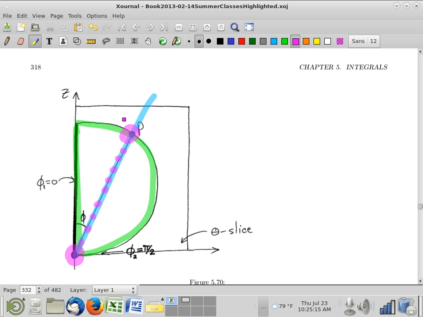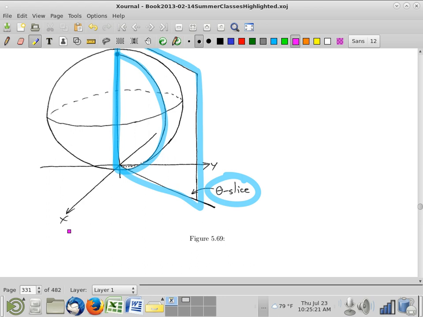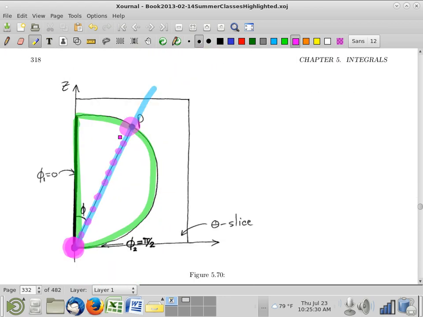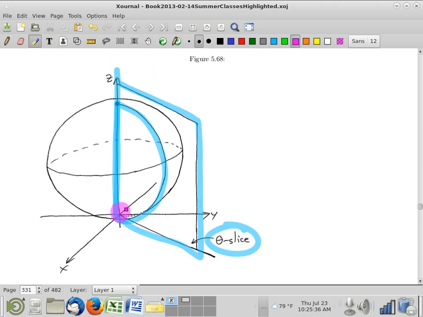Let's remind ourselves where this picture came from. What is that point? That point came from there. That's the origin. Rho equals 0. What about this point? That point's on this circle cross section. That circle cross section came from this circle, which is a cross section of this sphere. So the point in question is a point on the sphere.